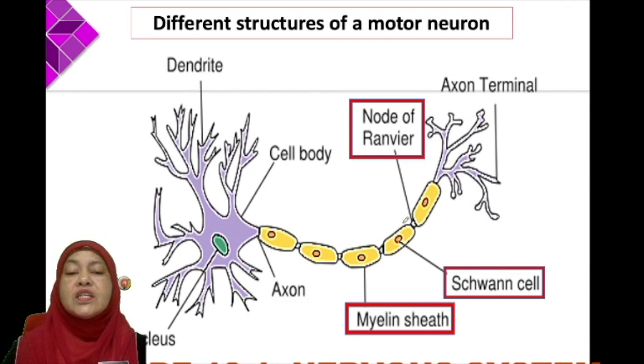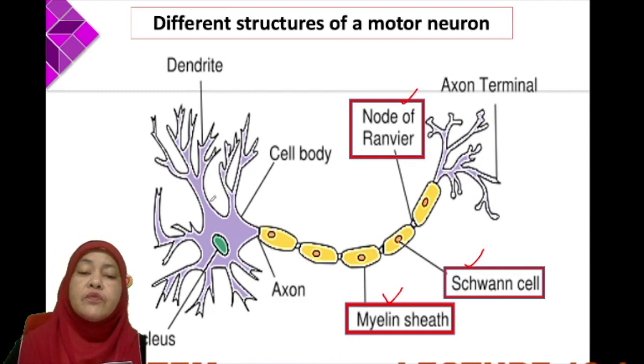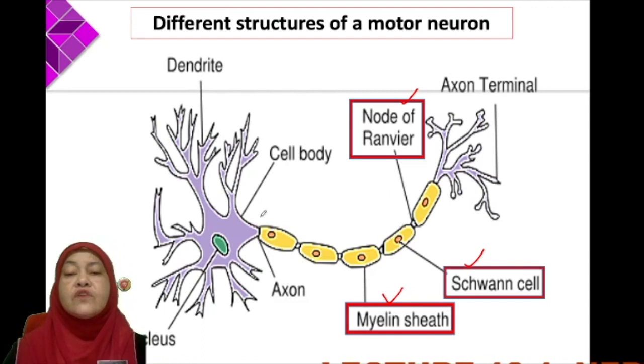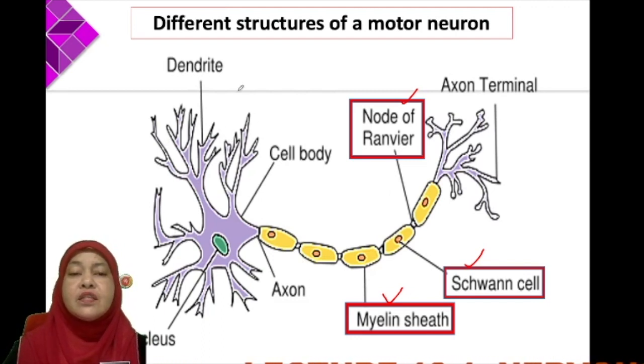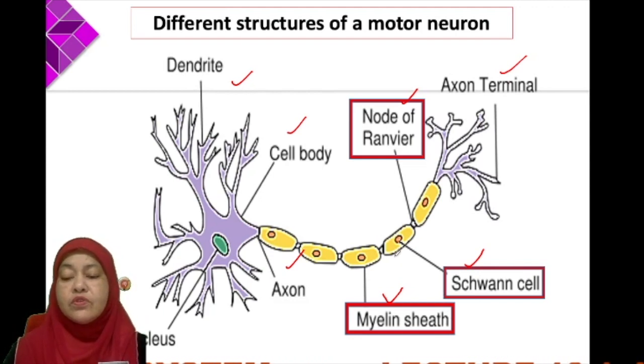Okay, class, the teacher again shows the structure of a motor neuron, where you can detect the node of Ranvier, the Schwann cell, as well as the myelin sheath. So overall, when you identify the structure of a neuron, basically you can take this: number one, dendrite and cell body; two, axon; three, axon terminal; four, nodes of Ranvier; five, Schwann cell; six, myelin sheath. This is overall the basic structure of a motor neuron that you must be able to understand.